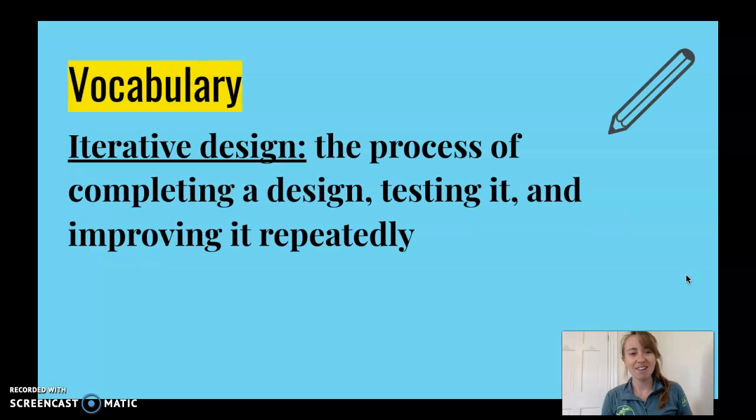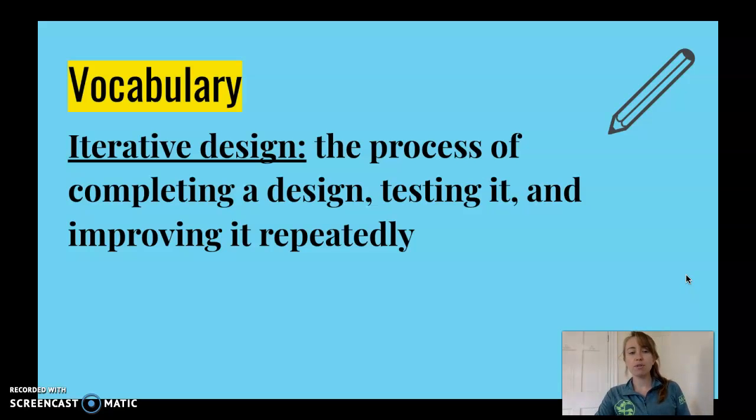All right. Last vocabulary word is iterative design. This is the process of completing a design, testing it, and improving it again and again and again. Engineers are constantly improving their designs, whether that means that they draw something, think about whether it would work, and then draw it again, or they actually go all the way through building something, realize that there are some improvements that can be made, and then build it again.